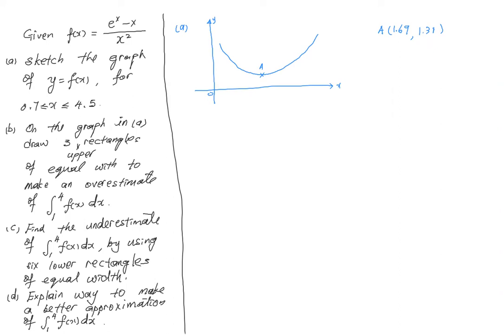So I'm going to do part B. On the graph in A, draw 3 upper rectangles of equal width, to make an overestimate of the value for this integration. Now, every time I ask you to draw rectangles, upper or lower rectangles, the first most important thing is to get the what? Width. So you get the width first.